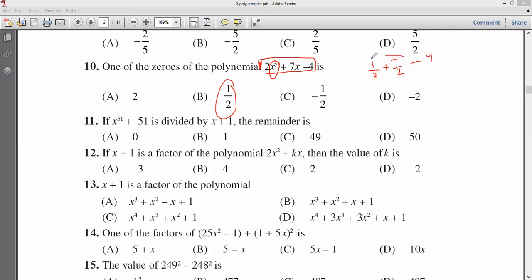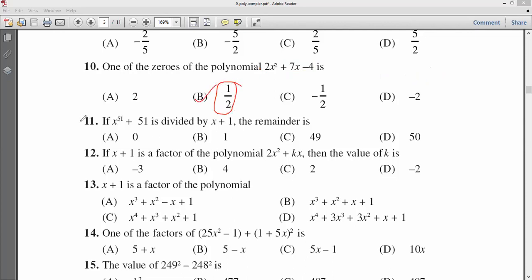Now when you add these two numbers, what is the LCM? 2. What is the numerator? 1 plus 7, which is 8. 8/2 is 4. 4 minus 4 is what? 0. So which is a 0 here? 1/2.